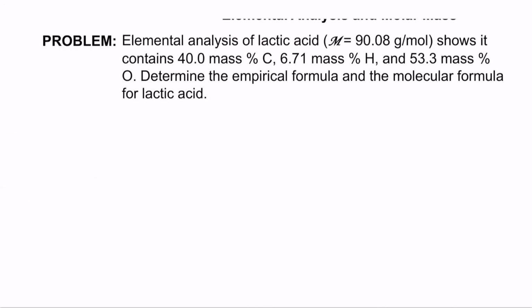So let's try this problem here. Notice that initially all of them are in mass percent, which means we have to calculate the mass of each of these compounds first. So let's try from mass. So the mass of carbon: they have given us the molar mass, remember that. So molar mass is 90.08 times the mass percent 40 by 100.